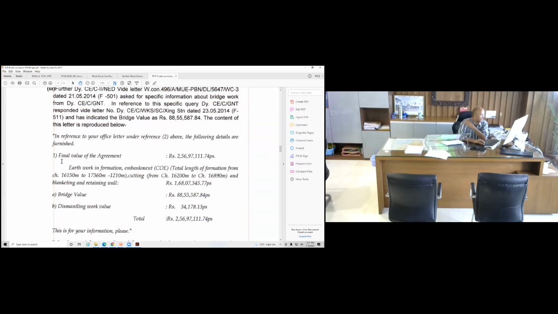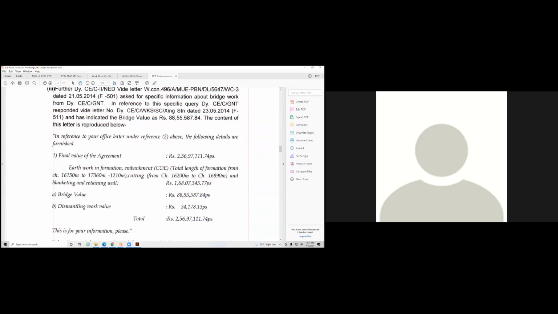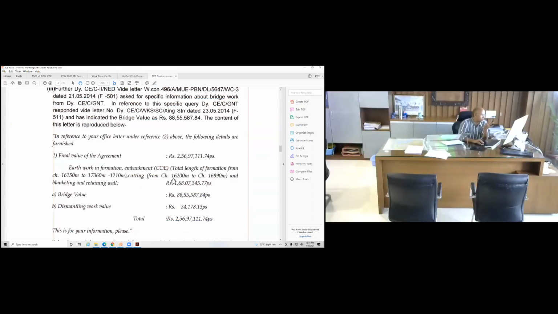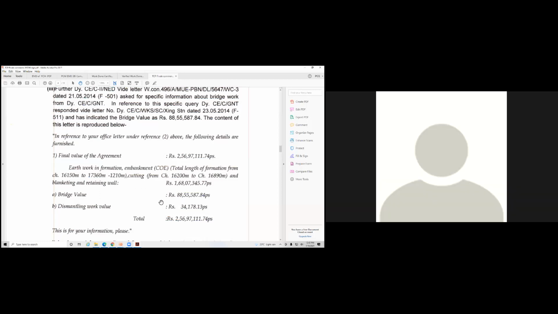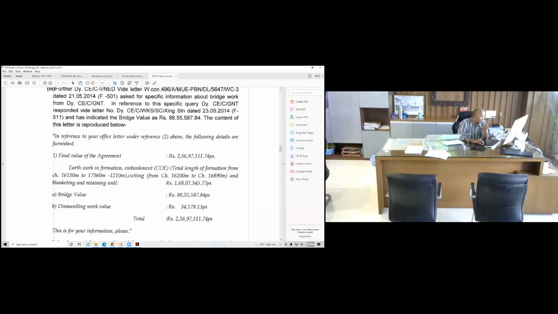Okay, we will have a look at this. You see, the work done credential submitted by the firm was 2.56 crore rupees or 2.6 crore rupees. Out of this, the concerned deputy CE gave a breakup that total length of formation is so and so, and the work pertaining to formation cutting, that is, if you have a hillock, you cut it for leveling the ground and blanketing, retaining wall, etc. was 1.68. That leaves a bridge value of only 88 lakh against a requirement of 1.7, 1.8 crore because the tender was of 4.8 crore. So this was my contention that the firm doesn't have the required 35% work credential.